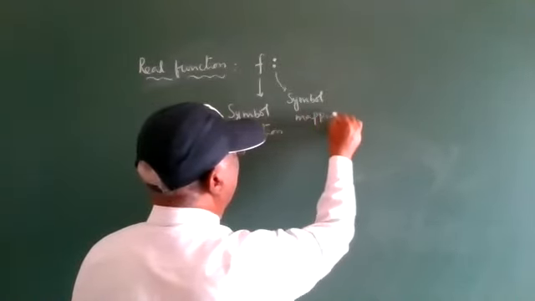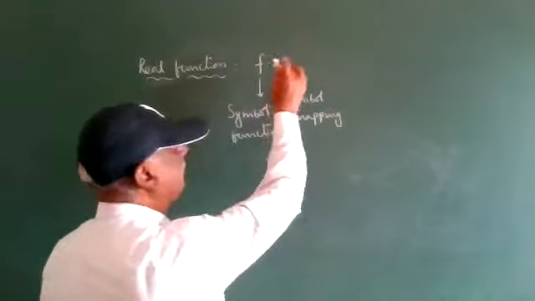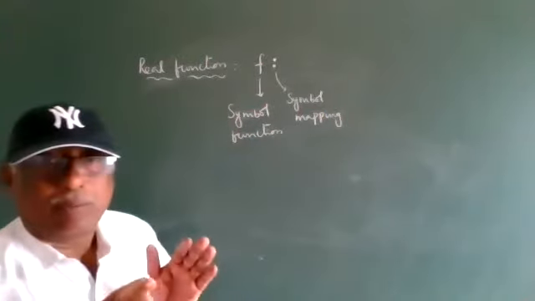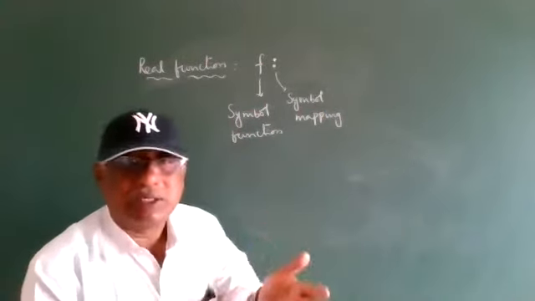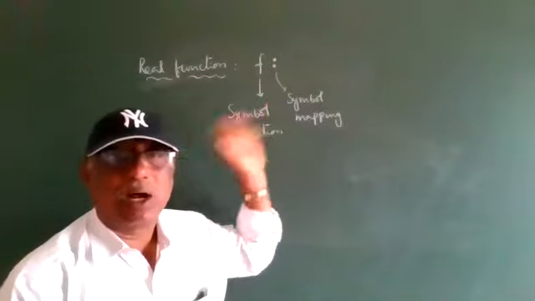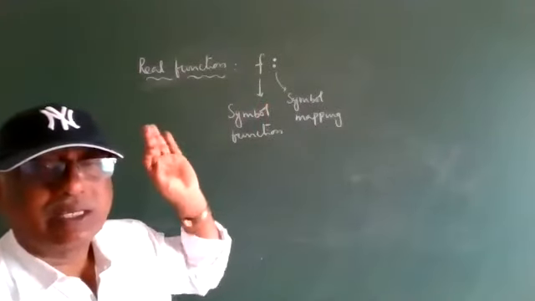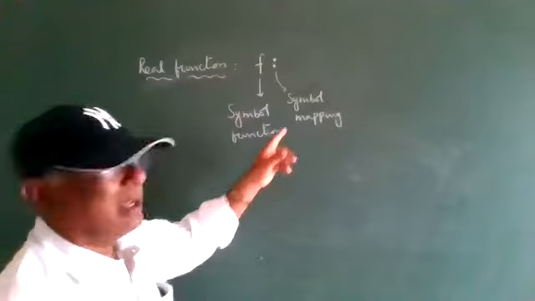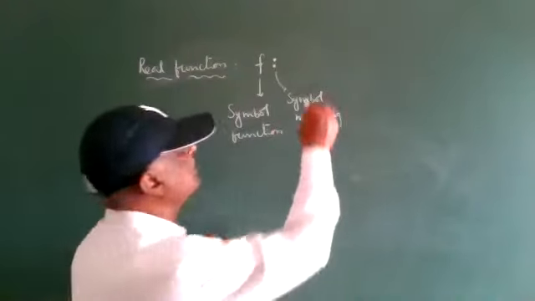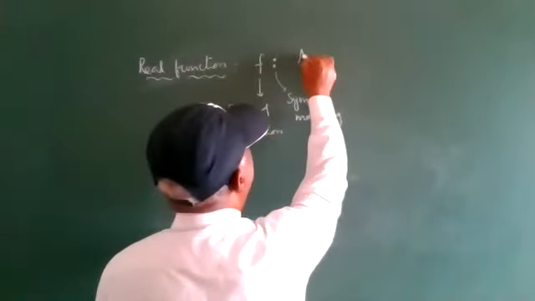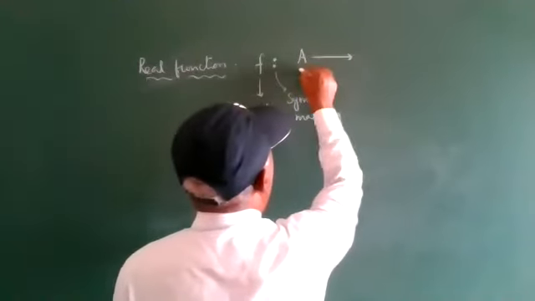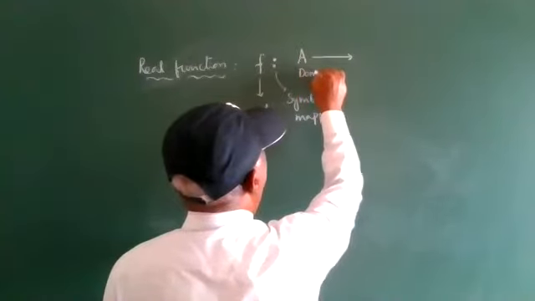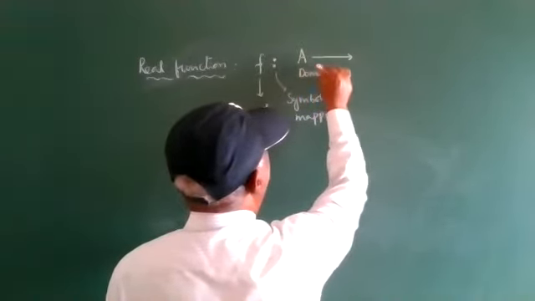Symbol of mapping. So f: f is the function. The arrow is telling that the function is sending from one set to another. Okay? So A is the domain set. A is the symbol of the domain set.